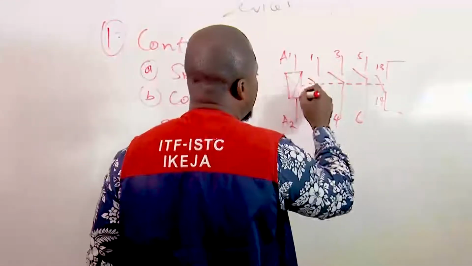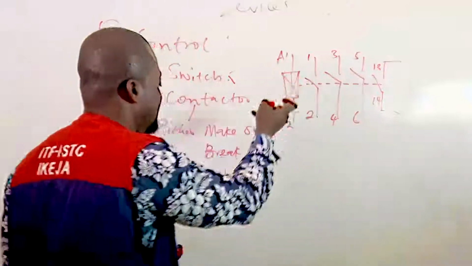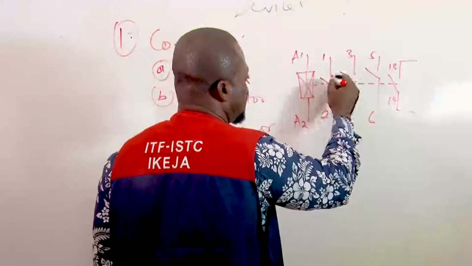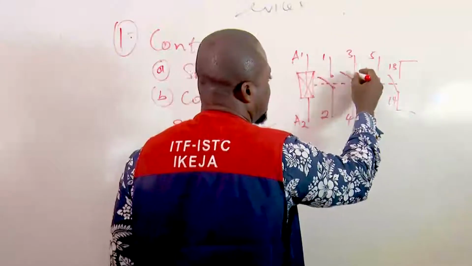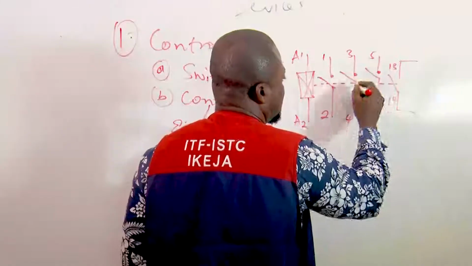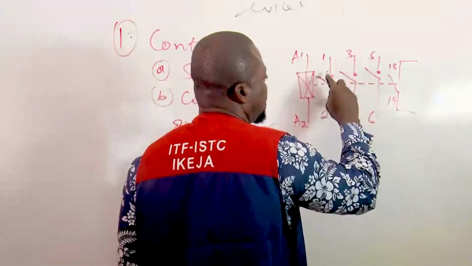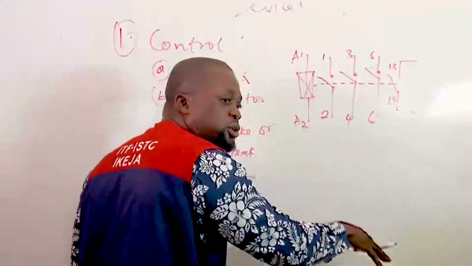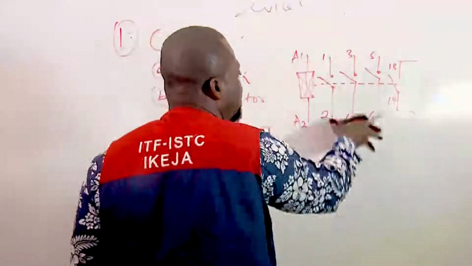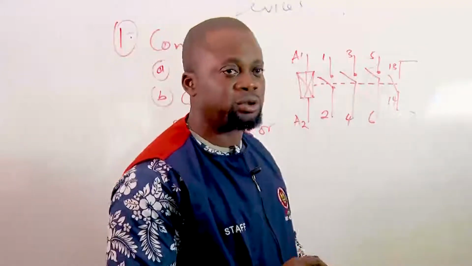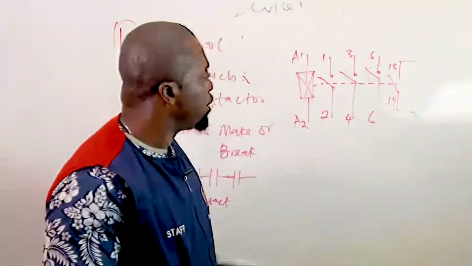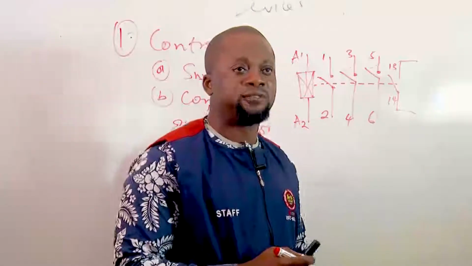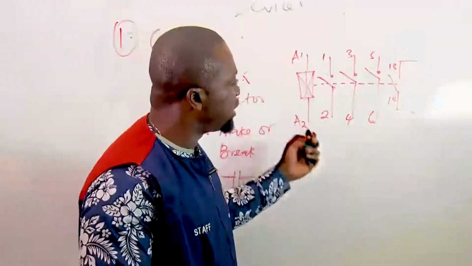Once this coil is energized, it closes the contact. Once this contact is closed, it allows power to flow through from the input to the output. So basically, that is the symbol of the contactor. You see more of that in the material details of the contactor.